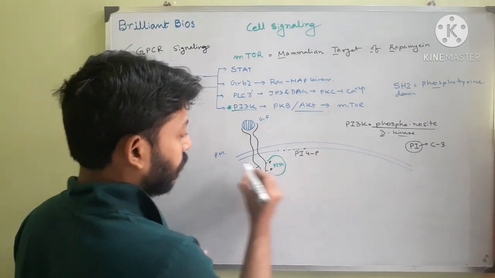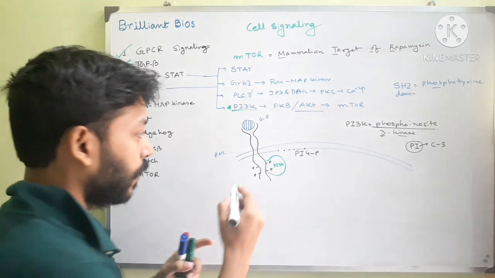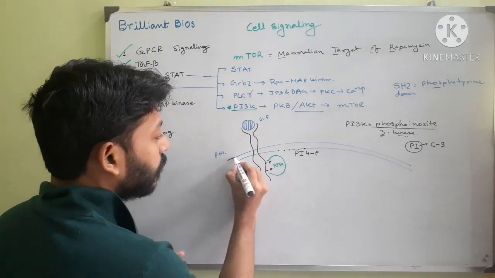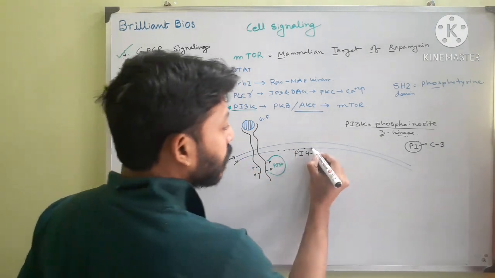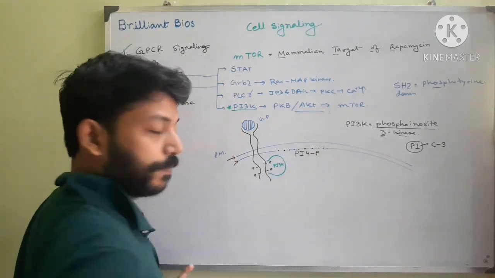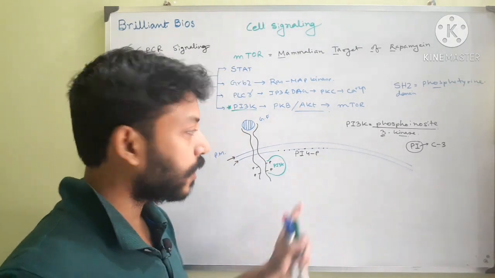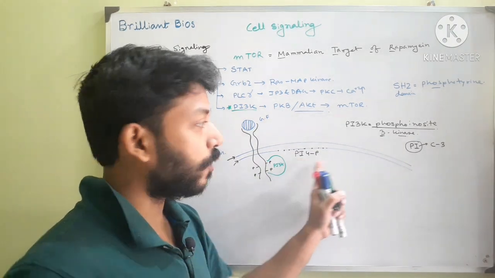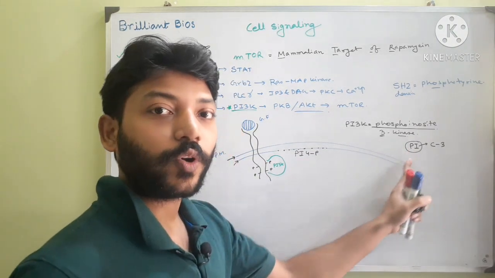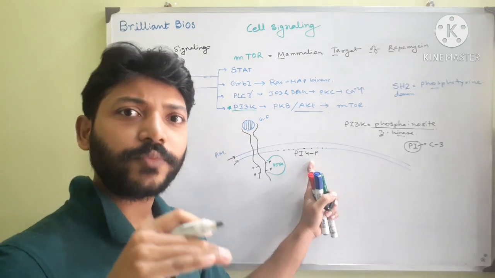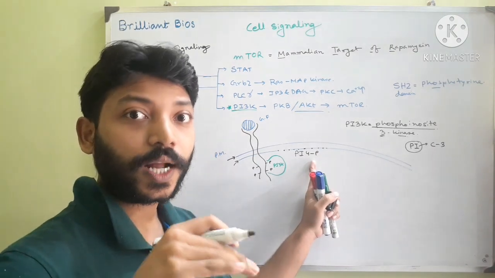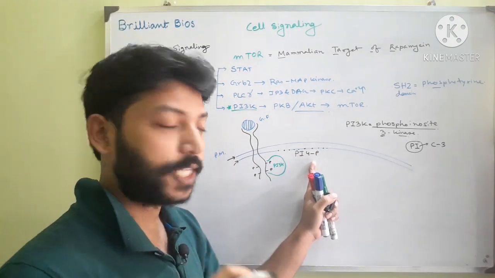This is the cytosolic leaflet. The plasma membrane is bilayered in structure. This is the cytosolic leaflet and this is the exterior leaflet. The PI is concentrated in the cytosolic leaflet. Now this PI4P, this PI means phosphatidylinositol, is already added with phosphate at the position of 4. Carbon 4 is phosphorylated initially.